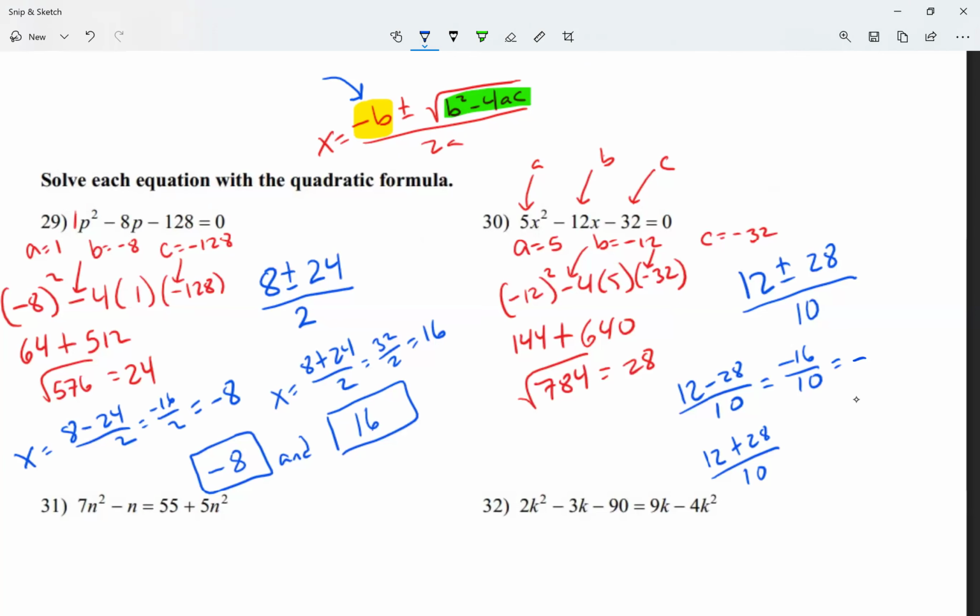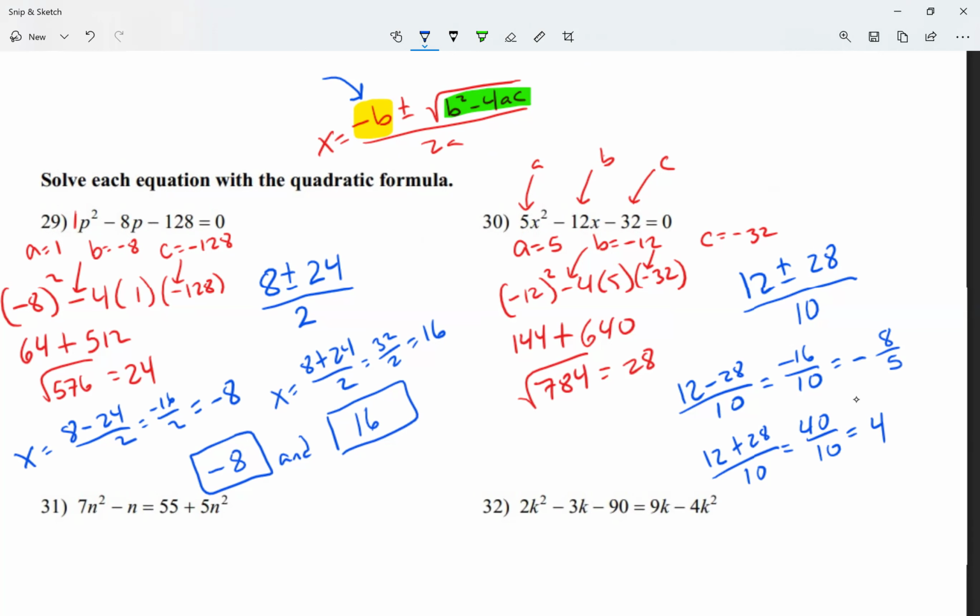-16 over 10, let me bring the negative to the front. 16 over 10, let me call this 8 over 5. I divided each of my numbers by 2. To make my numbers smaller, I divided each by 2. All right, looking at my second answer, 12 plus 28. Well, that's 40. 40 divided by 10, well, that's 4. Now, this one is not a fraction. It's actually a whole number.